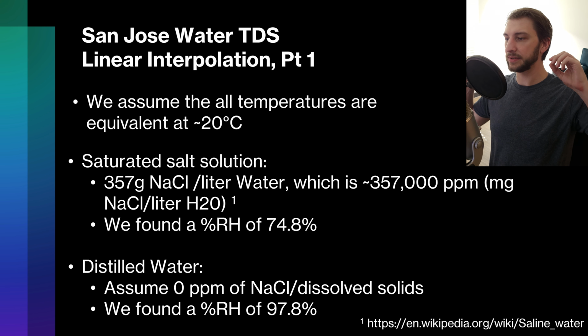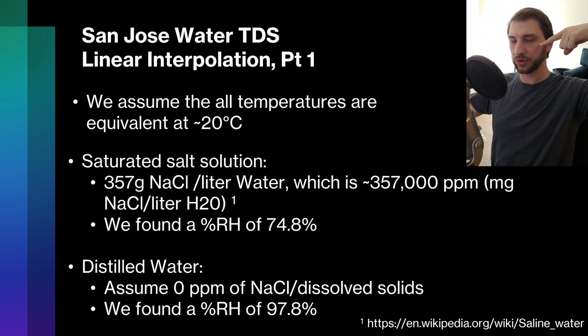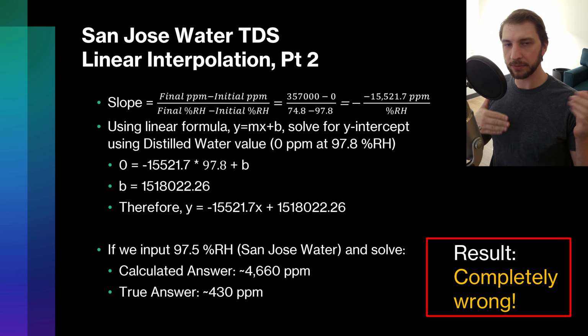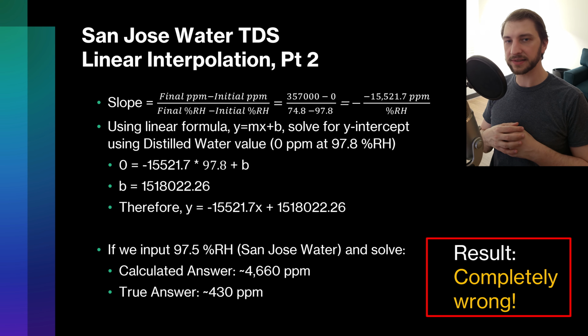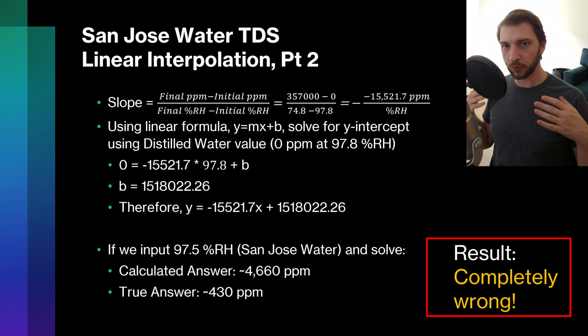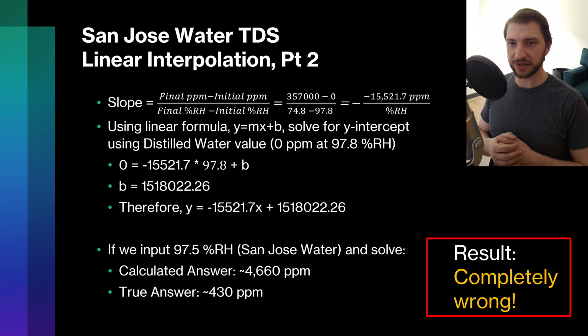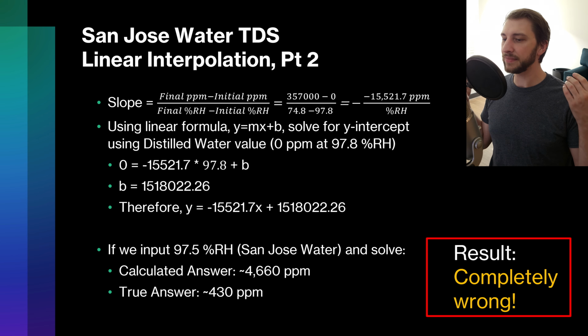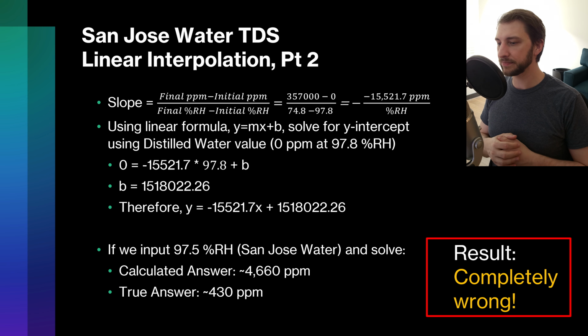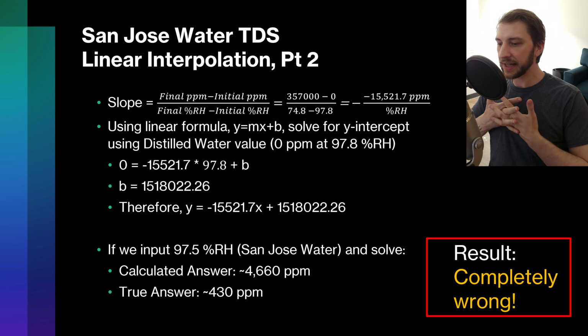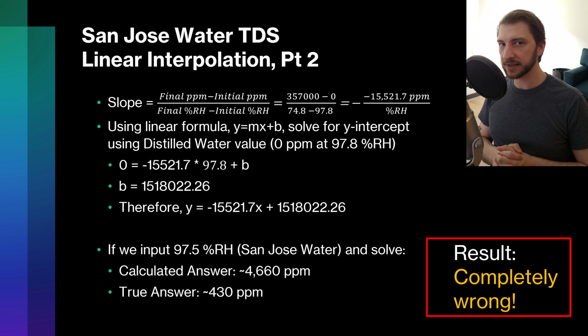So now we've got our high and low to make this linear relationship. Final minus initial gives us the slope. y = mx + b, that's our typical linear formula. Calculate for the y-intercept, and bada bing, bada boom. If we input our unknown into this calculated formula, we get an answer of 4,660 parts per million for the San Jose water. Ooh, completely wrong.